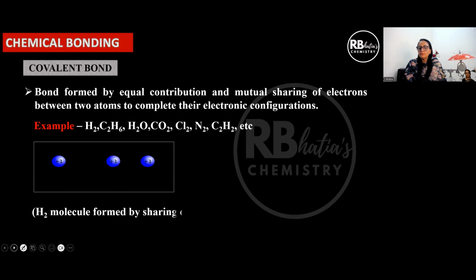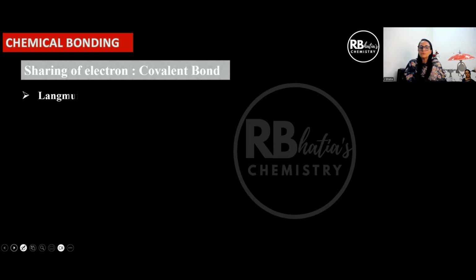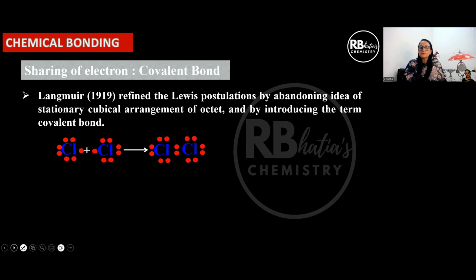So many examples of covalent bonds are given here: hydrogen, ethane, water, carbon dioxide, chlorine, nitrogen, ethane, etc. Right? So for covalent bond, a scientist, Langmuir, this is also given in your NCERT, in 1919 refined the Lewis postulations by abandoning the idea of stationary cubical arrangement of octet and by introducing the term covalent bond.